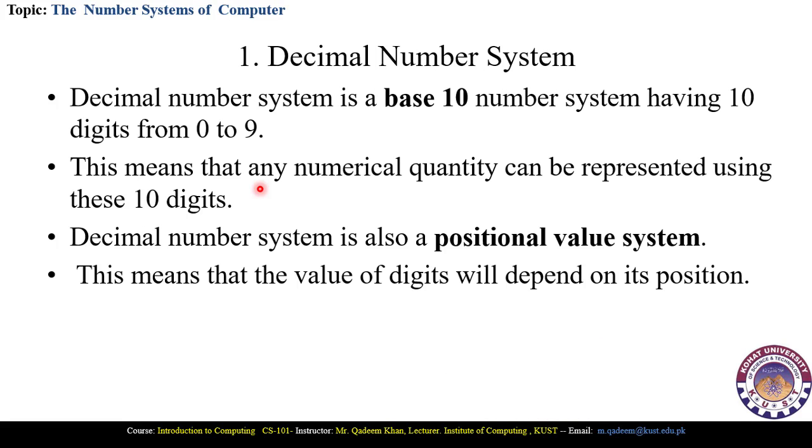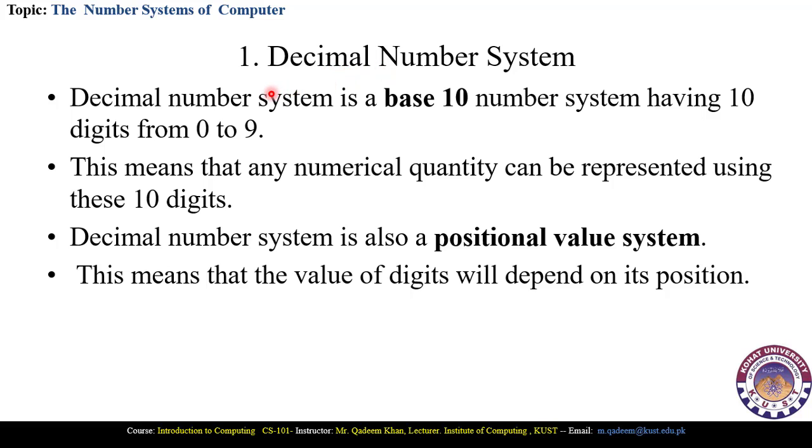Now, the first number system is called the decimal number system. The decimal number system is mostly used by humans. Also, it is used by the computer as well. But when we type certain values, the value will be typed in the decimal number system.